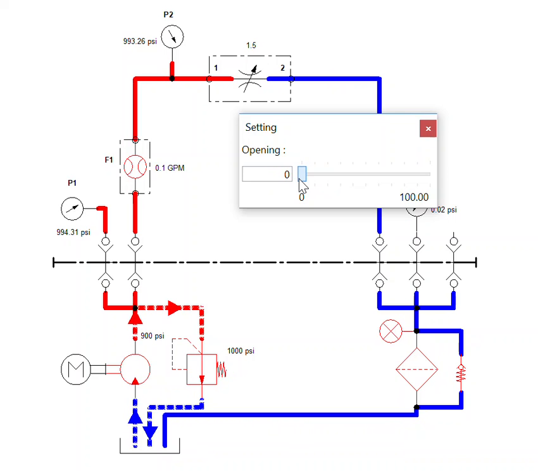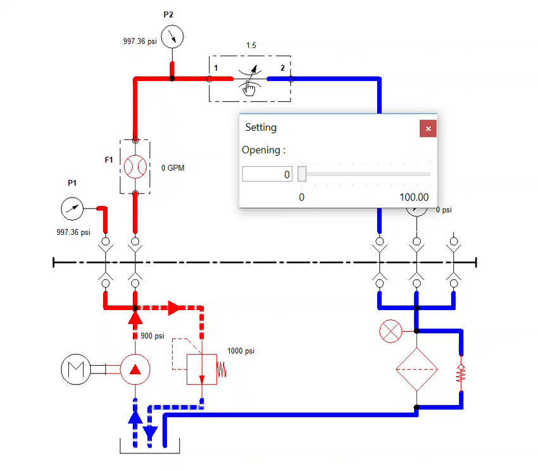If I close it completely, there is no flow path here. This is all static, zero flow here, about 1000 psi on P1, because all the pump flow is forcing its way through this relief valve and back to tank. Remember, pressure in the system is caused by resistance to flow.